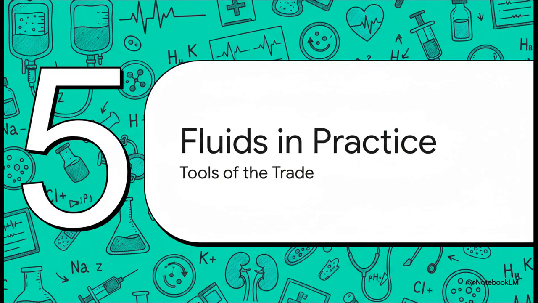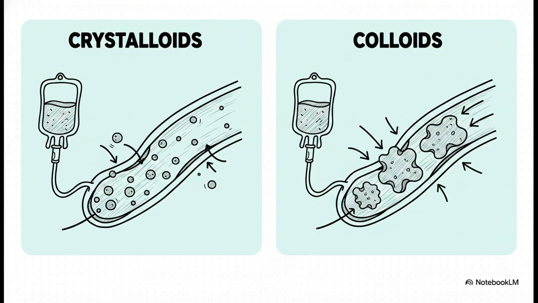All right, in our final section, let's connect all these ideas to the real world. This is all about the tools you'll use and the patient conditions you'll be managing when you're on the floor. When we give patients IV fluids, they usually fall into one of two buckets. First, you have crystalloids, like normal saline. These have tiny little molecules that can easily slip out of the blood vessels and go into the tissues.